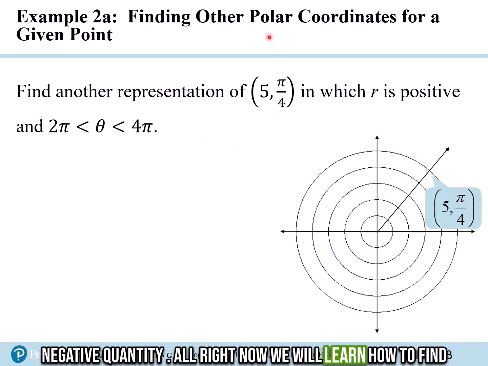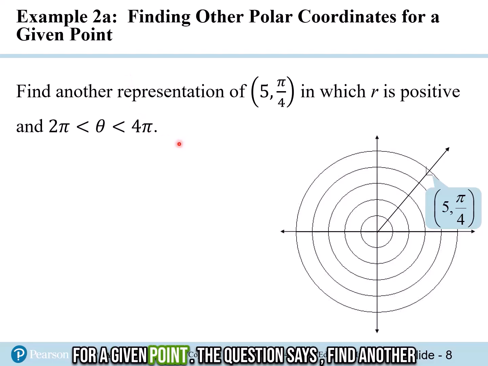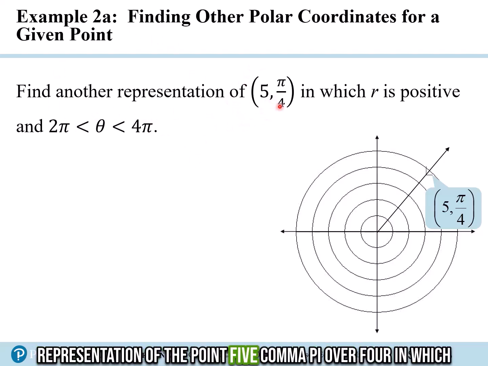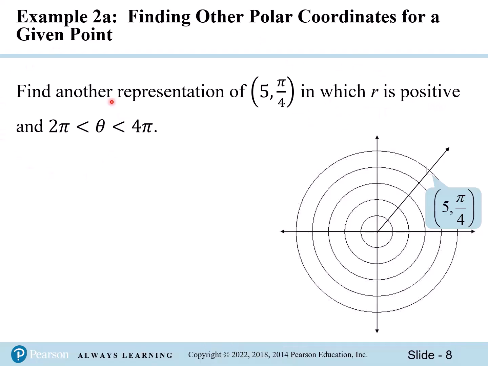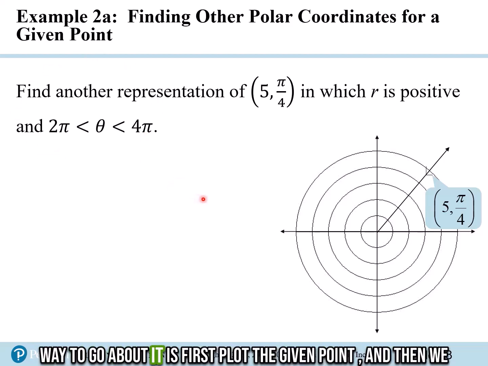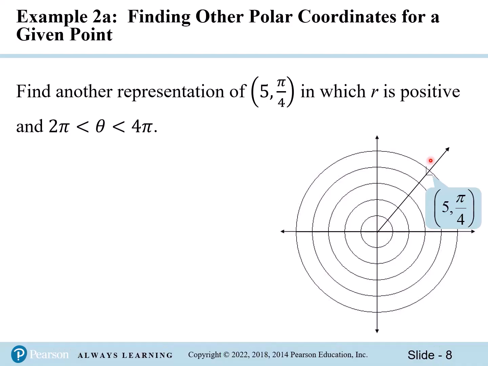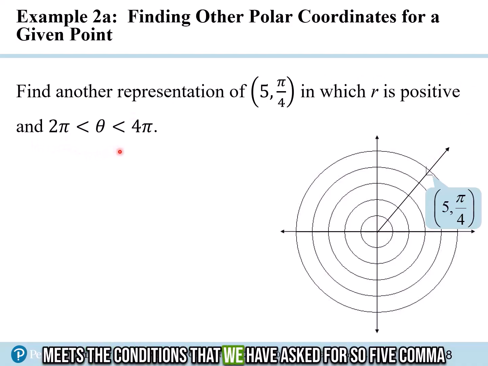Now we will learn how to find other polar coordinates for a given point. The question says, find another representation of the point 5, pi/4 in which r is positive and the angle theta is between 2 pi and 4 pi. Now the way to go about it is first plot the given point, and then we will use that as a reference point to find another point which meets the conditions that they have asked for.